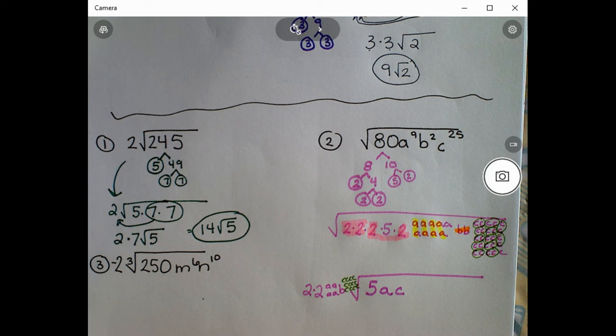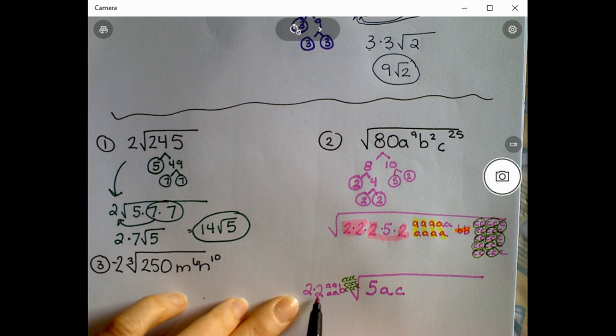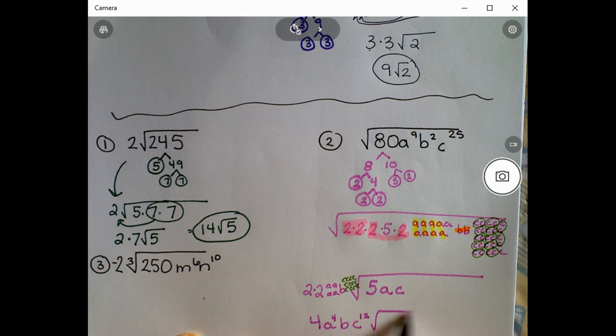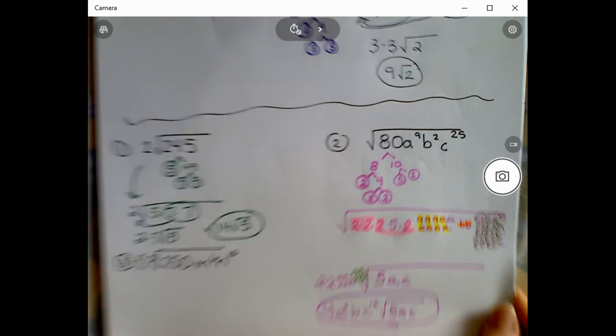All right. And we're going to rewrite this nicely now. 2 times 2 is 4. A, B, C. We have 1, 2, 3, 4 A's, 1 B, and 12 C's. This is the simplified answer. It looks a little crazy, but that's how you do it. That's the process. Again, the reason why we talked about in class.